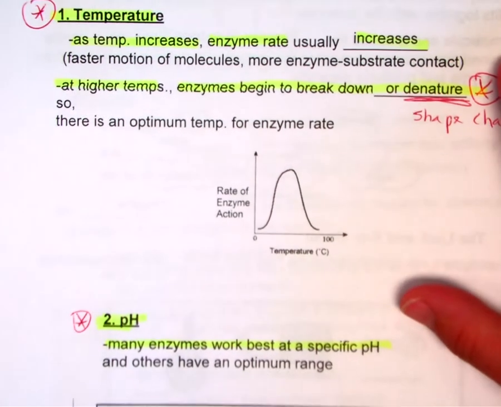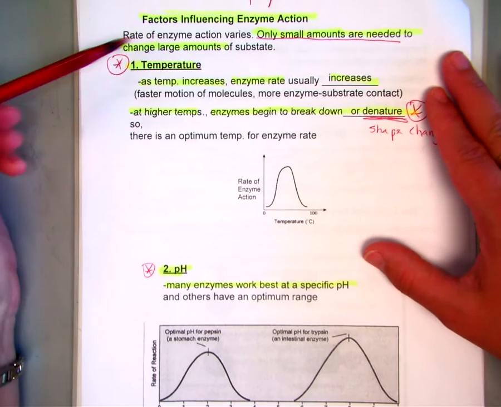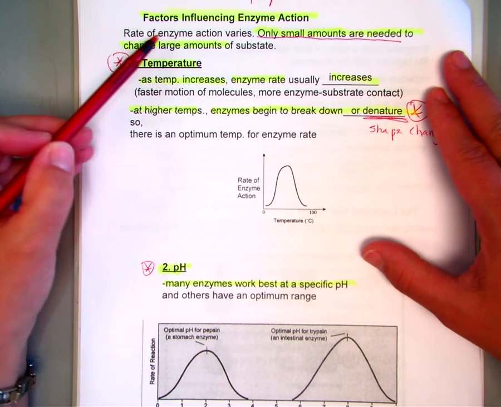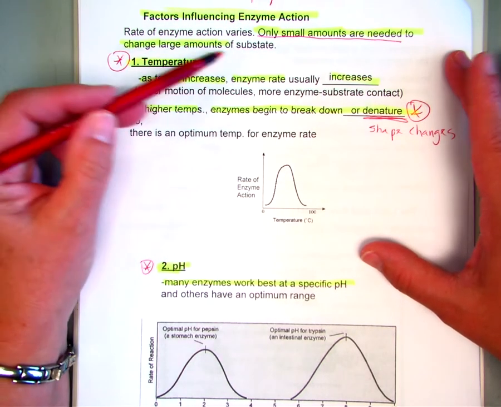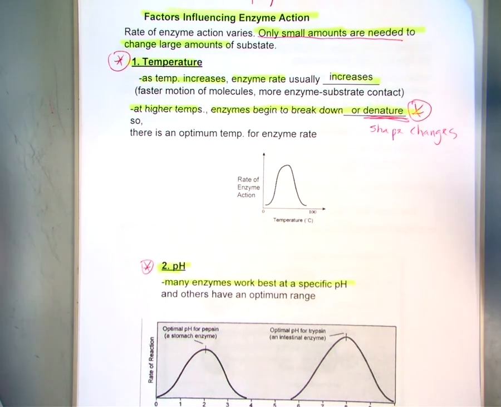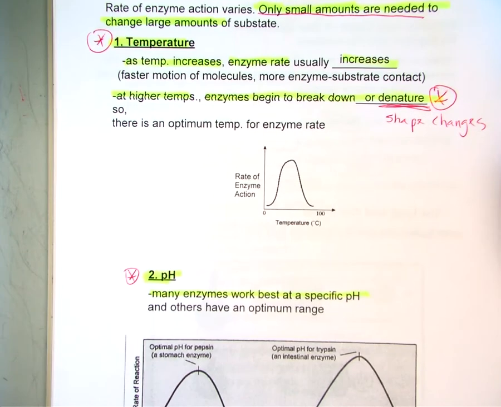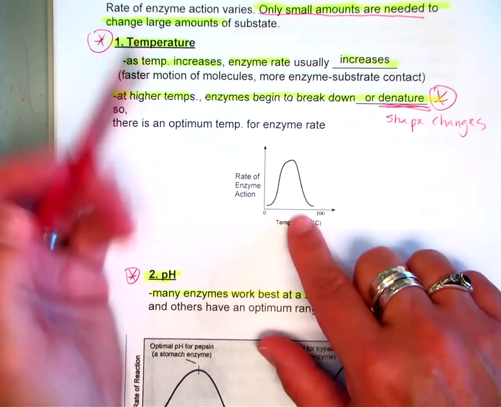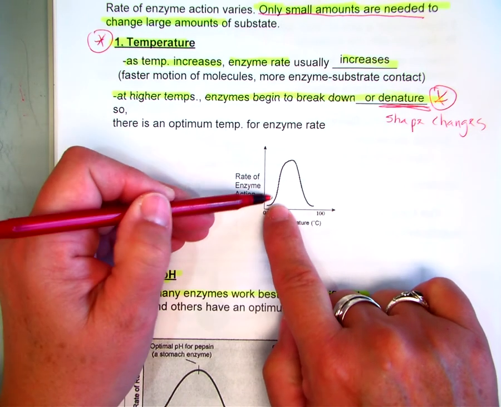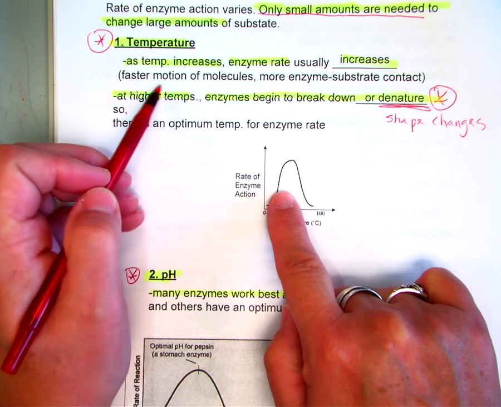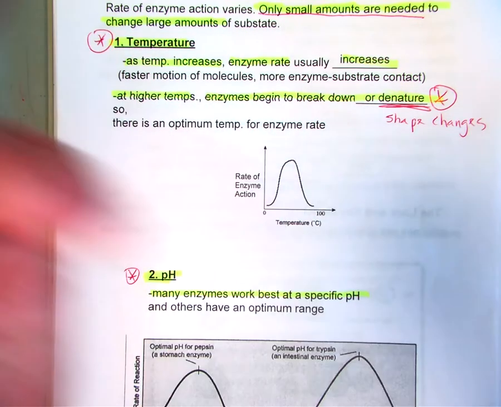So we talked about factors influencing enzyme action, temperature and pH. So the rate of enzyme action varies, and only small amounts are needed to change large amounts. Remember, it can be used over and over again. So temperature. Temperature increases, enzyme rate usually increases. So here's a graph. As temperature increases, enzyme rate is increasing. So faster motion of molecules, they start to hit more, they're touching the active site more.